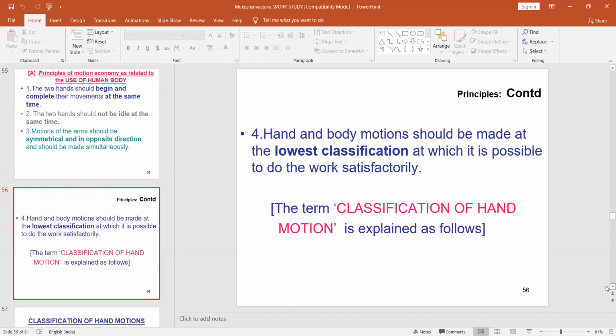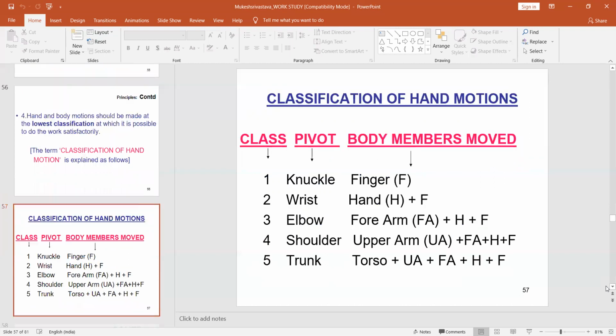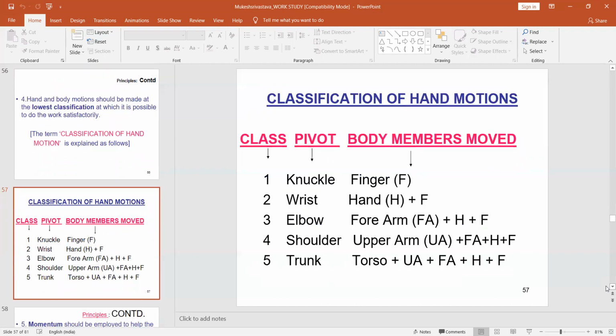Fourth, hand and body motion should be made at the lowest classification at which it is possible to do the work satisfactorily. What should be the lowest classification? In the next slide, I'm going to share the classification of hand motion. First is knuckle motion, which is pivot. Knuckle motion means a finger motion only. Second is the wrist motion. Wrist motion involves the hand and the finger. This is called wrist motion.